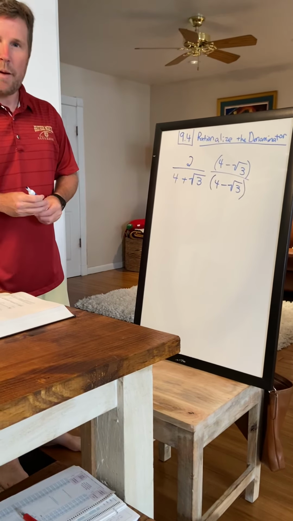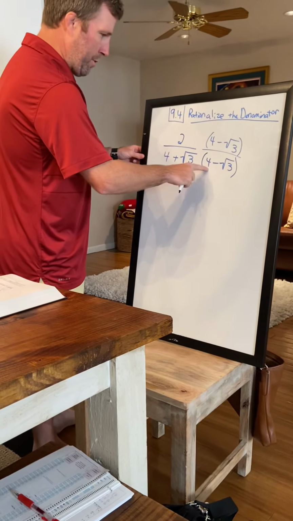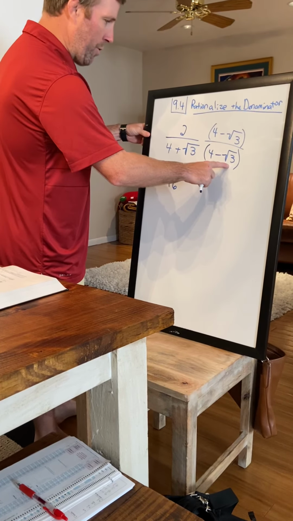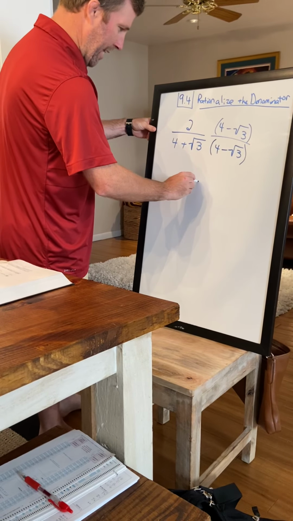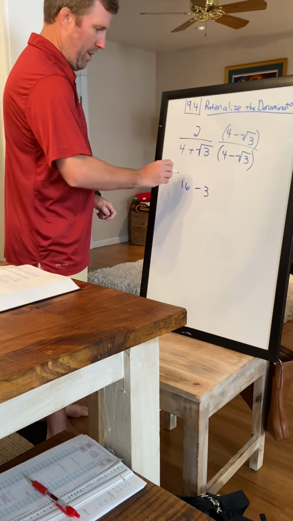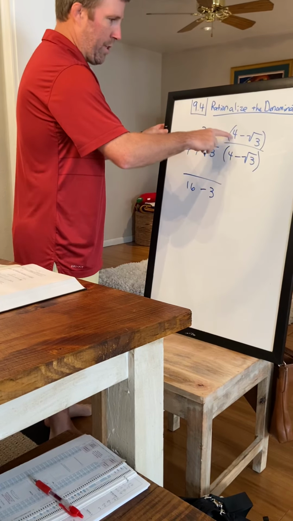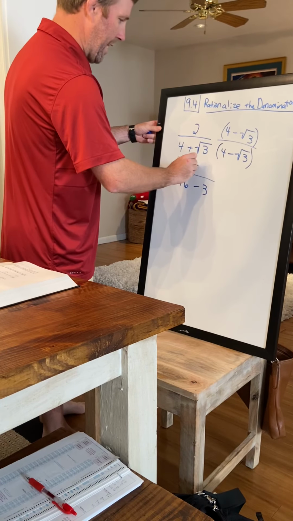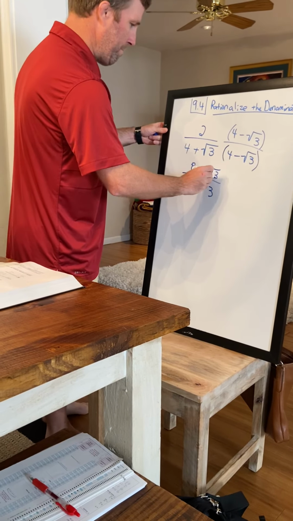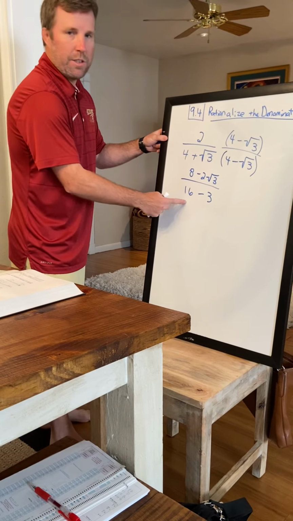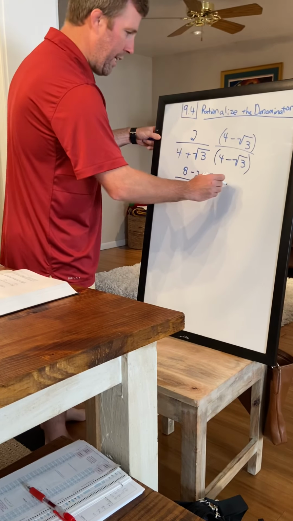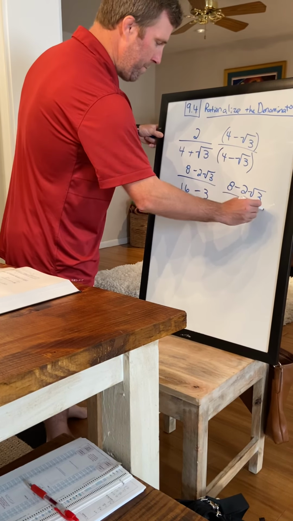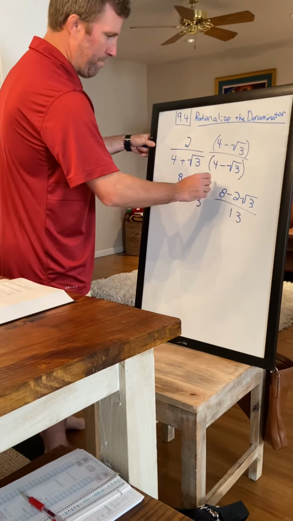Okay? So watch what happens on the bottom. 4 times 4 is 16. The square root of 3 times negative square root of 3 is negative 3. On the top, 2 times 4 is 8. 2 times negative square root of 3 is negative 2 square root of 3. I can go ahead and reduce the denominator here. 16 minus 3 is 13. 8 minus 2 square roots of 3 over 13.